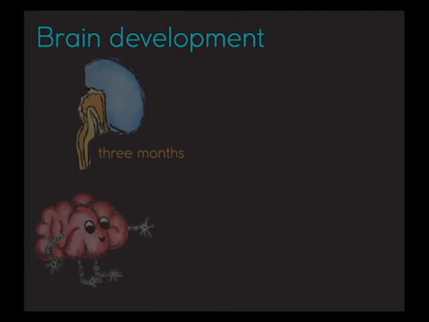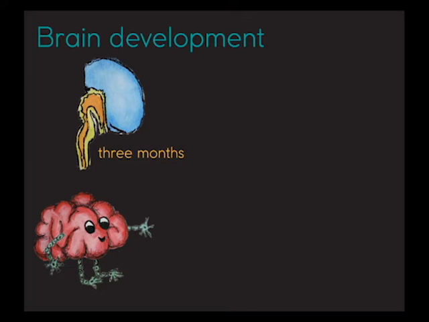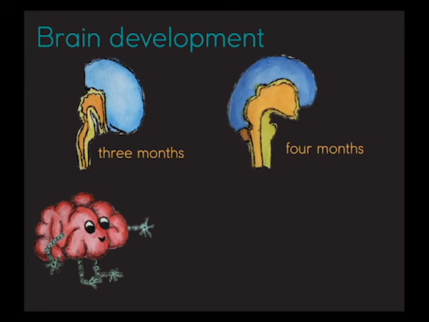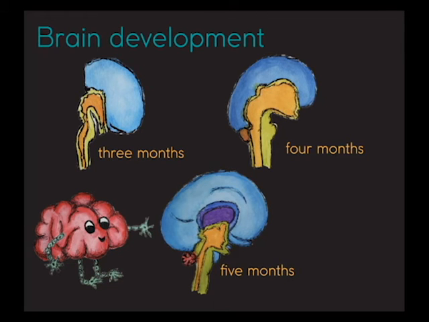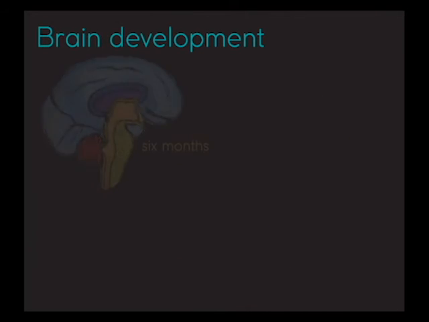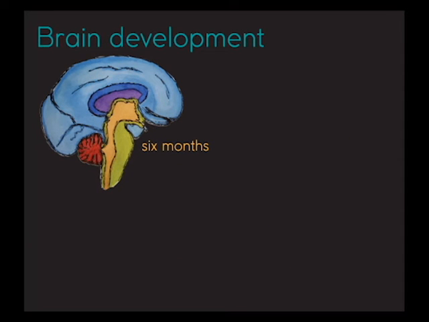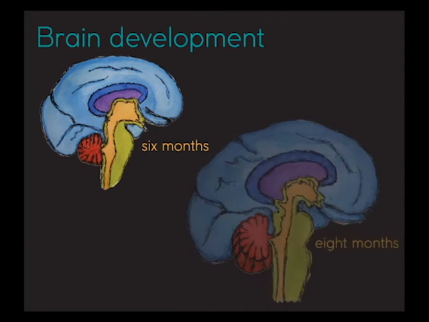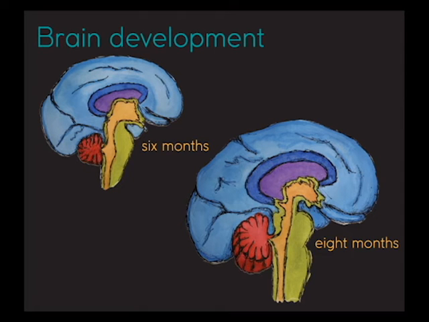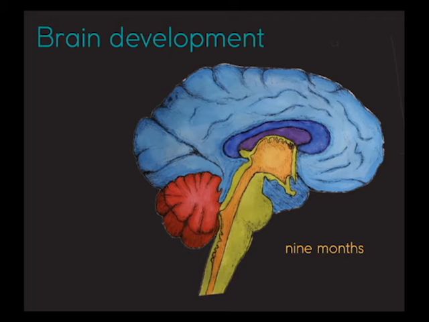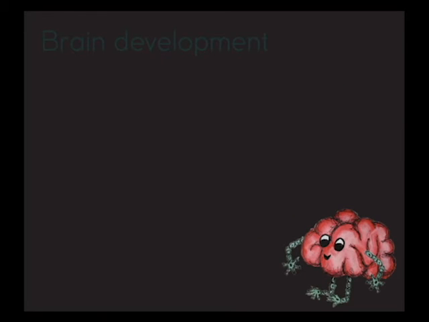Now let's take a look at the views of the developing brain from a medial view. We have 3 months, 4 months, 5 months, 6 months, 8 months, and 9 months. Simply stunning. Let's see that again.